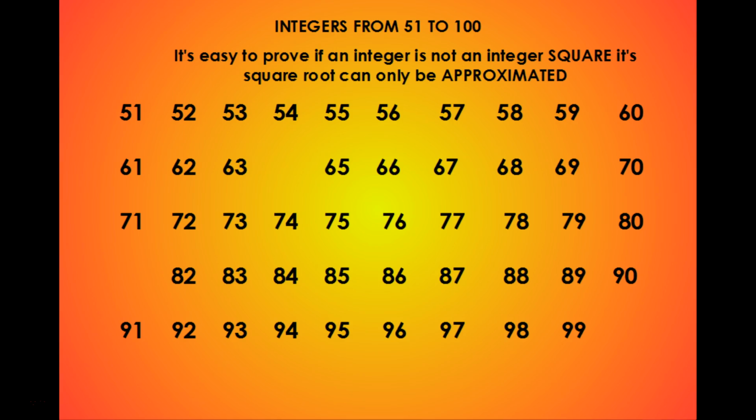And it's one thing to note, it's easy to prove that if an integer is not an integer square, its square root can only be approximated. That kind of proof is covered when you look at irrational numbers, which is covered in another video presentation.